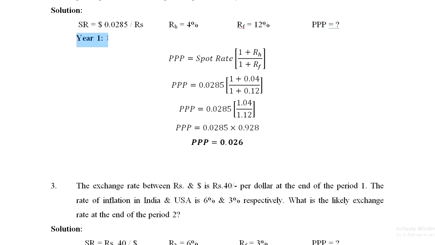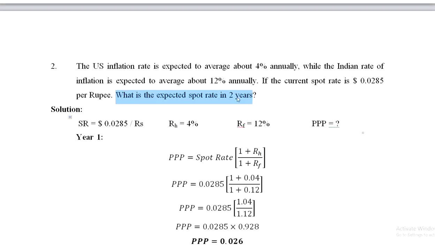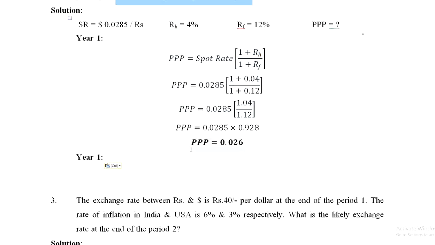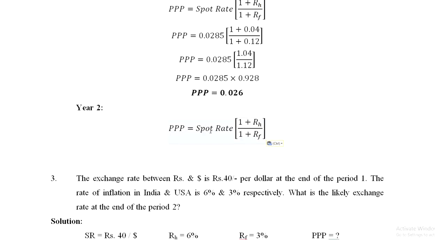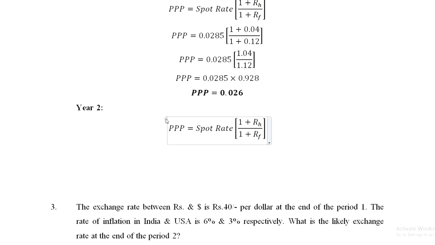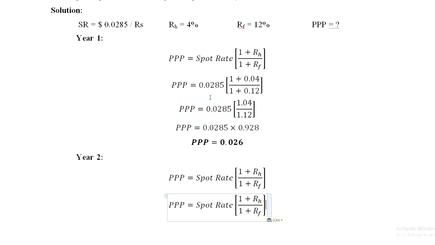Right now we have to calculate it for the second year, because he has asked what is the expected spot rate in year 2. This is the question, year 2. This is the value at year 1. Right now we have to find it for year 2, using the same formula. See, you have to be very careful. You cannot use this original spot rate because that was in the beginning. Right now, after 1 year, the spot rate is this one, right?